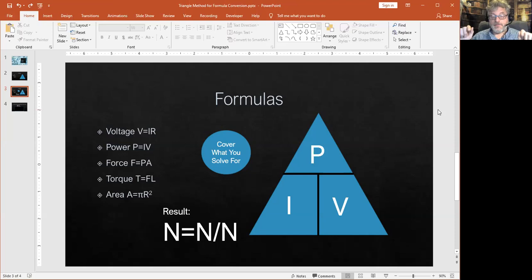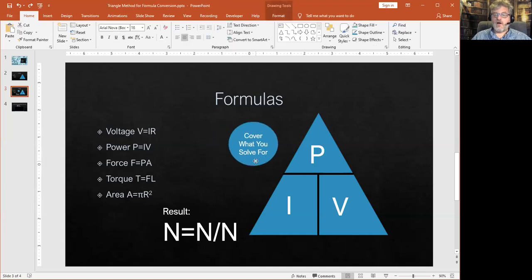Now, the second step is figure out what you want to solve for. Once you've loaded into this triangle, you can solve for any one of those three variables. So the obvious one is P, right? You've used that formula that you came up with to load this triangle.